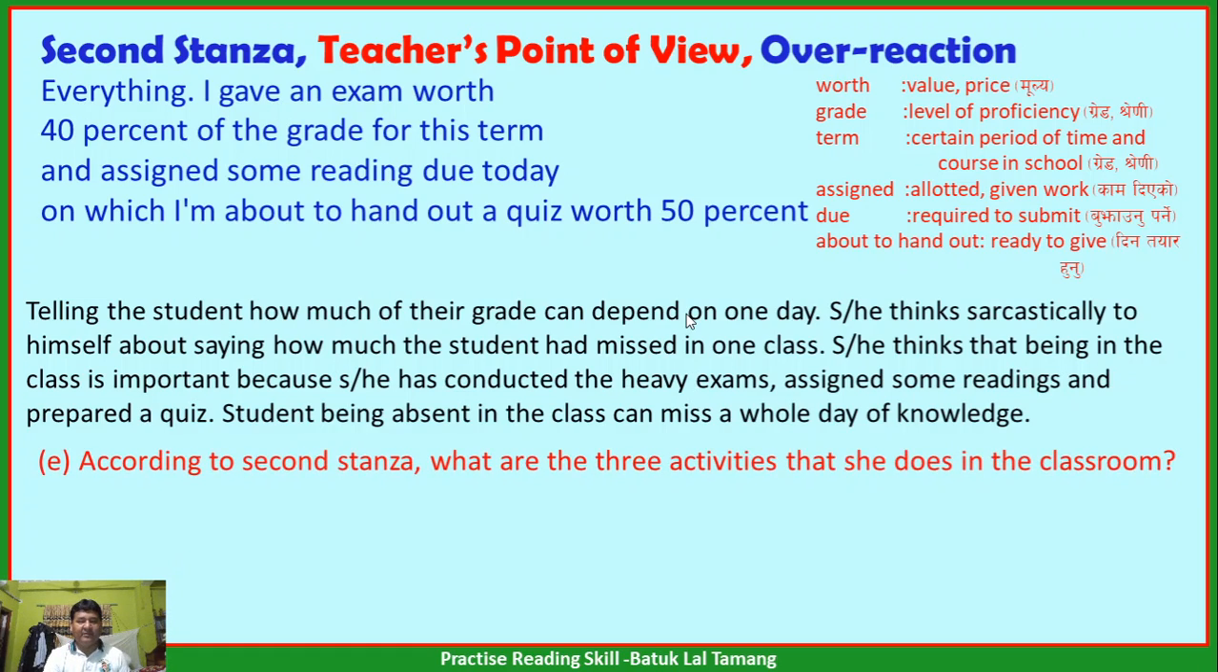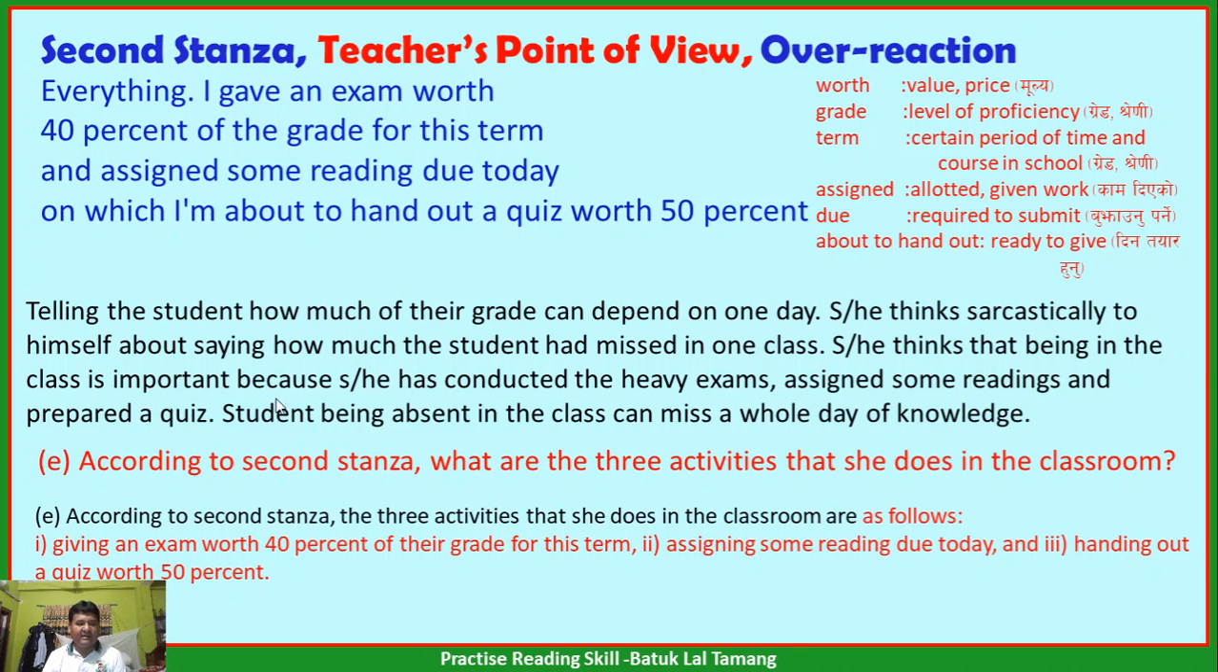Some comprehension question, one comprehension question from here. According to the second stanza, what are the three activities that she does in the classroom? Three activities: one activity about the exam, the second activity about the reading, the third activity about the quiz. These are the three contents you can scan from the second stanza, and you can give the answer this way. And I have already told you that the red part is the content and the black part is the part from the question.